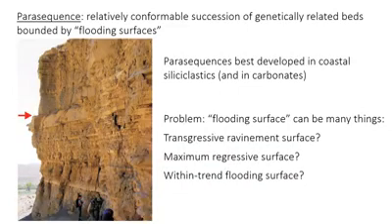A flooding surface just requires rapid deepening of the facies, but it can be many things. The flooding surface could be a transgressive ravinement surface. It could be the maximum regressive surface if there's little deposition during the early part of transgression. Or it could even be a within-trend flooding surface if transgression actually began in the underlying coarser-grained shoreface sediments. So it's best to identify the surface more specifically as an actual sequence stratigraphic or within-trend surface, and to avoid this ambiguous term of a flooding surface.